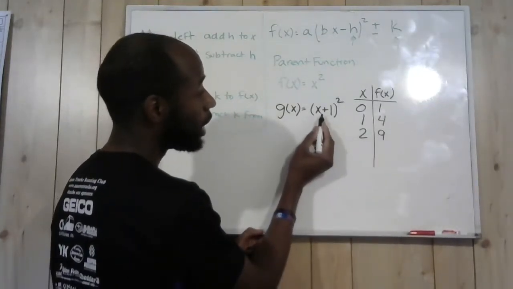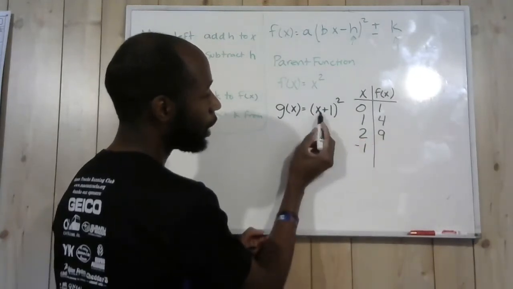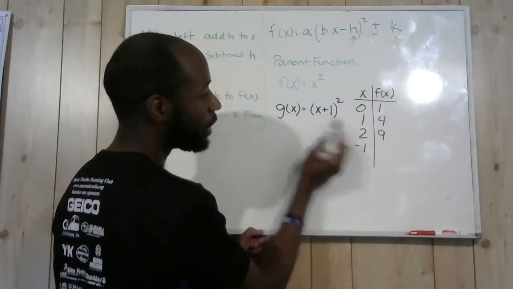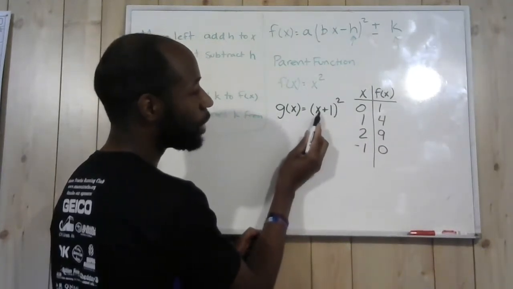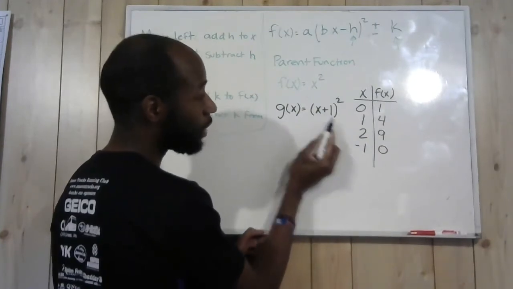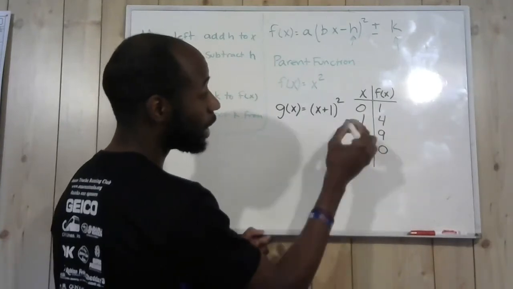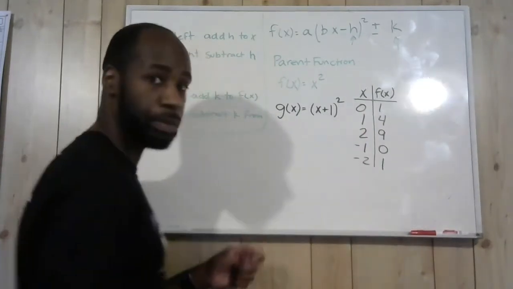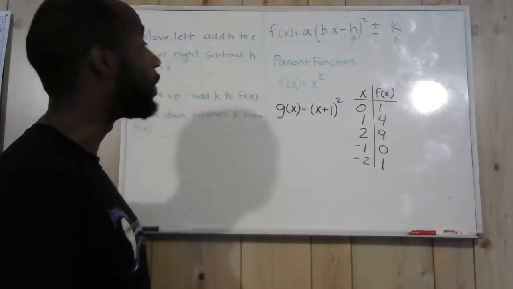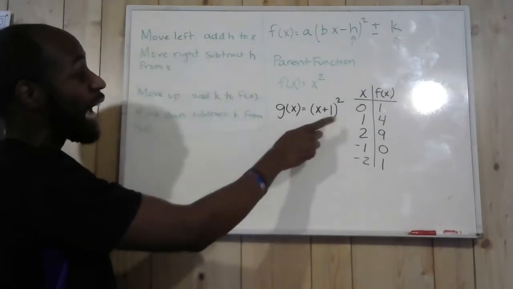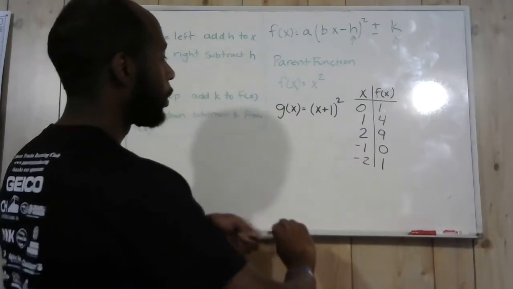If x is negative 1, then negative 1 plus 1 is 0, and 0 squared is 0. If x is negative 2, negative 2 plus 1 is negative 1, and negative 1 squared is 1. All right, so let's plot. This is not a whole lot of points, but let's plot it and see if indeed adding a value to x moves the whole function to the left. All right, so let's plot that.